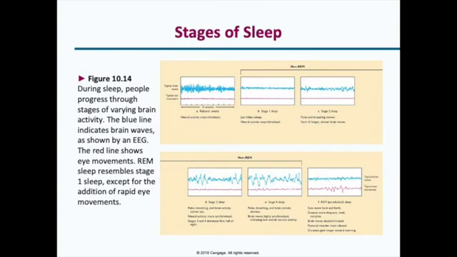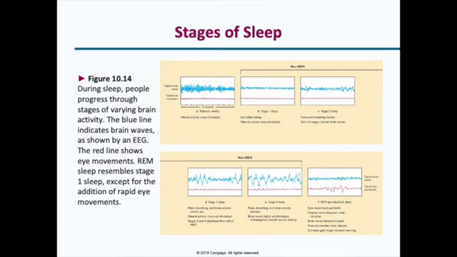A sleeper progresses through stages 2, 3, and 4, then gradually back to stages 3 and 2, then to REM sleep. The EEG in REM sleep resembles that of stage 1, but the eyes move steadily. At the end of REM sleep, the sleeper cycles again through stages 2, 3, 4, and then back to 3, 2, and REM. In a healthy young adult, each cycle lasts 90 to 100 minutes on average.